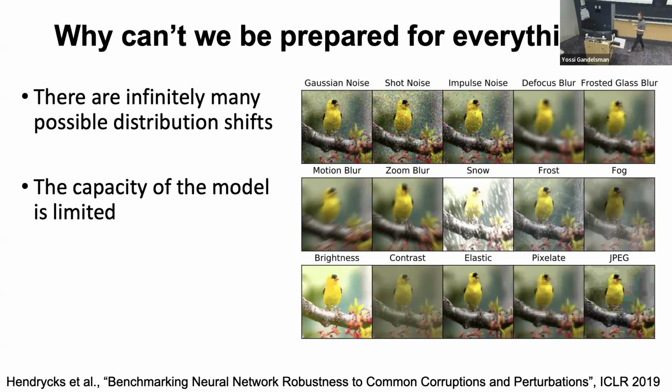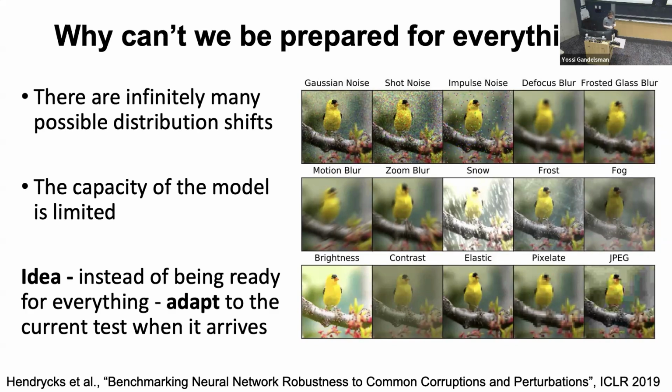So how can I handle distribution shifts that are outside of what I was prepared for, or what I was trained on? The idea is that instead of being ready for everything, instead of preparing my weights to handle all the cases, let's adapt the weights at the test example when it arrives. Make this adaptive computation on the test input before making the prediction.